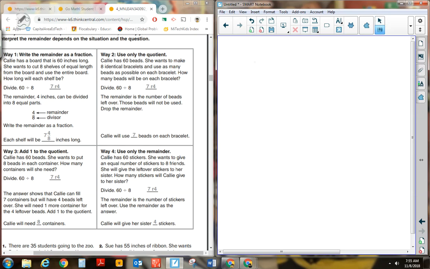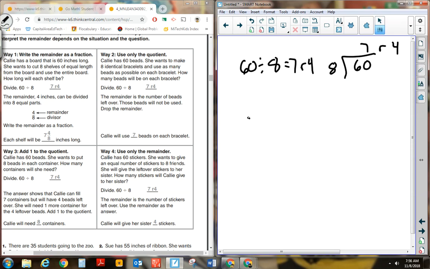So we're going to divide 60 divided by 8, and like we've been talking about, we know that this is going to have a remainder because it doesn't fit in. So the remainder is going to be 4 stickers, right? We know that 8 fits into 60 7 times with 4 left over. We know this because 7 times 8 equals 56, plus that 4 remaining stickers would be 60.